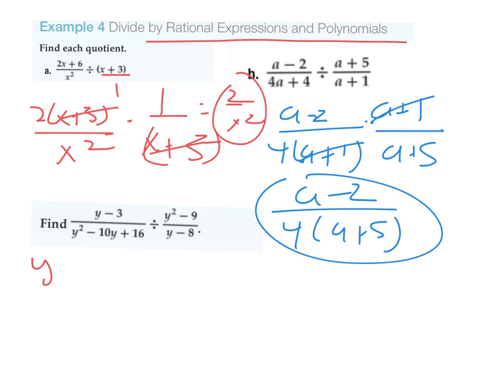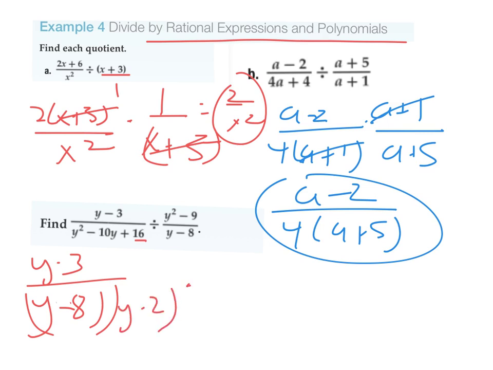So this is the biggest problem that we have. We have a y minus 3, and then I'm going to factor the bottom. So y, my two numbers multiplied give me 16, and add up to a negative 10. No, actually it's a minus 8 and a minus 2, or y minus 2.